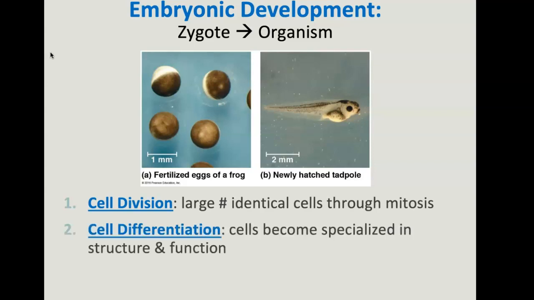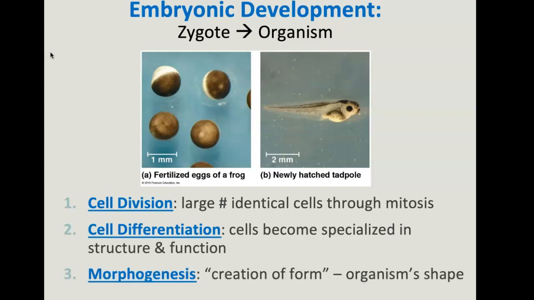The second type is known as cell differentiation, and this is a process where cells are becoming specialized in their structure and function and being organized into different kinds of tissues and different kinds of organs. The third type of process is morphogenesis, and this is where there's a physical process of giving the organism its actual final shape.